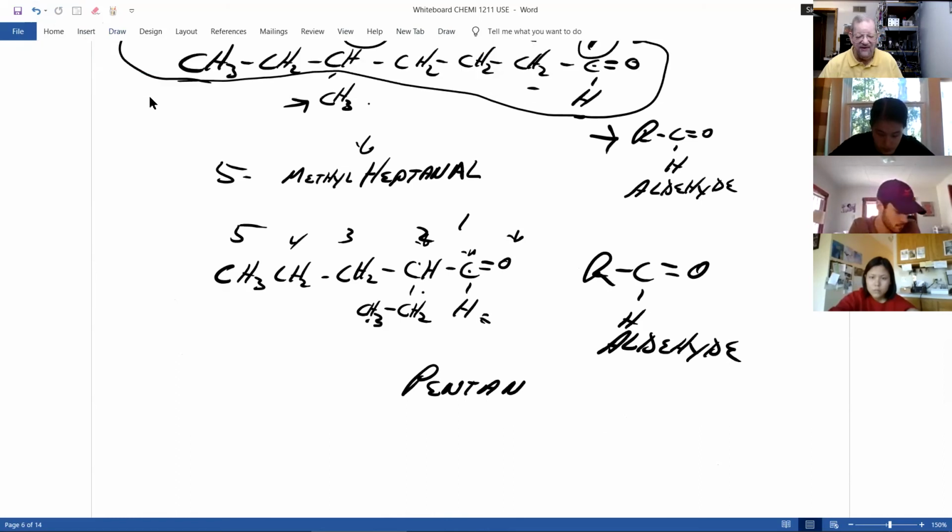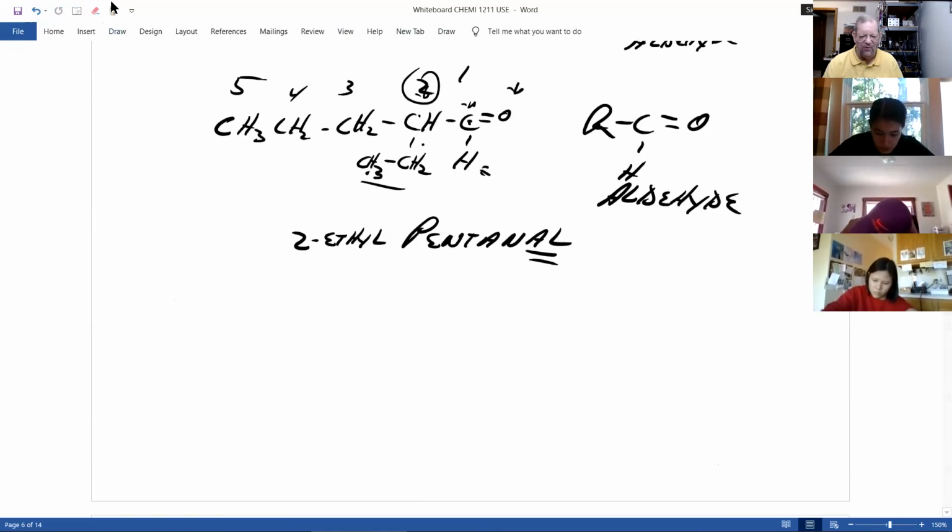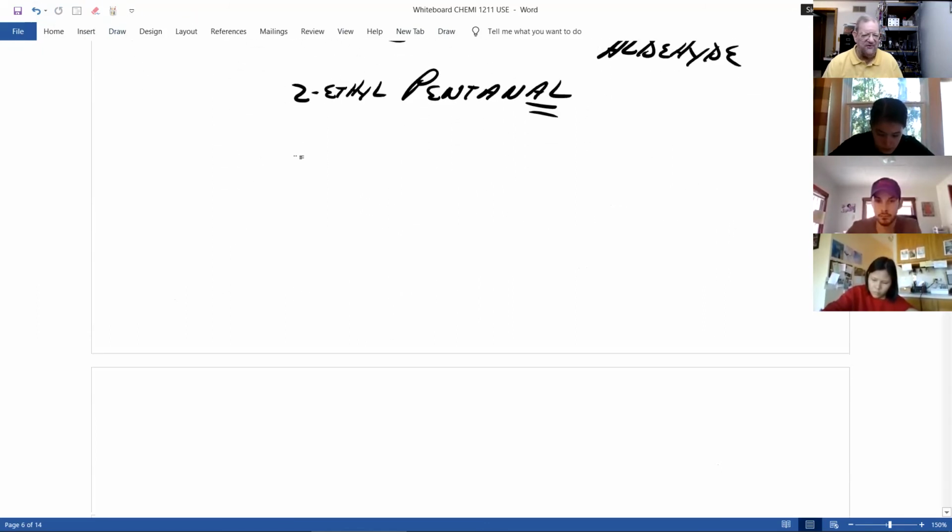And you drop the E and add AL. Carbonyl carbon, carbon double bond to oxygen is 1. On carbon 2, we have an ethyl group. Remember, you don't put the number 1 for where the carbonyl carbon is in an aldehyde. Oh, let's do one more. These are fun.